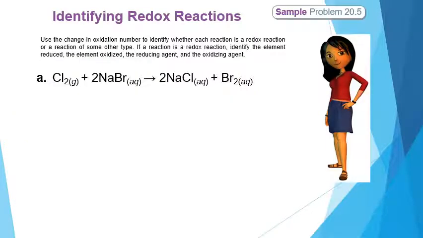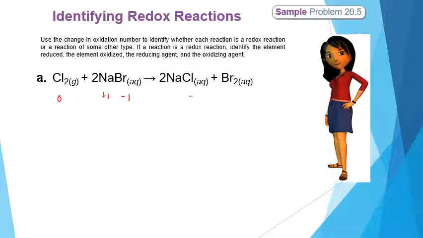So in this case, we have to identify if it is a redox reaction. So again, we just have to keep track of our electrons. In this case, Cl2 is 0 since it is in elemental form. Our sodium here is positive 1. So it combines with bromine, which is equal to negative 1.